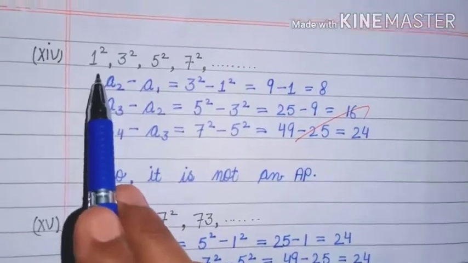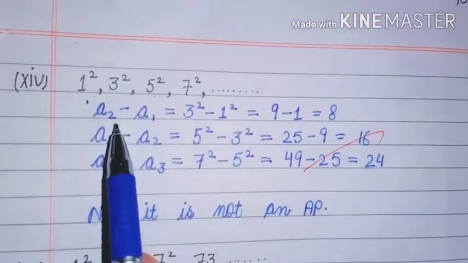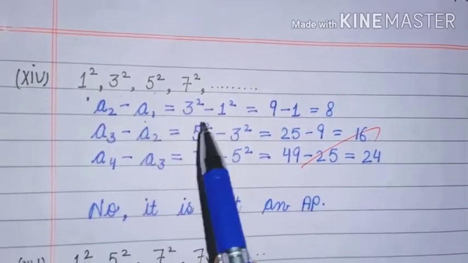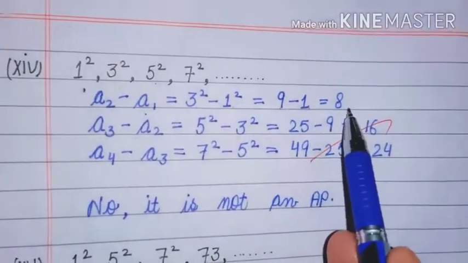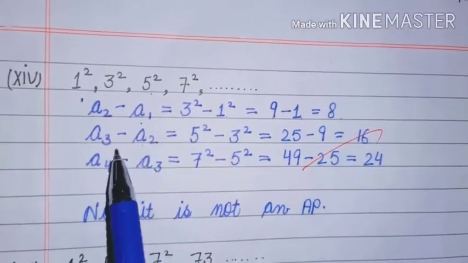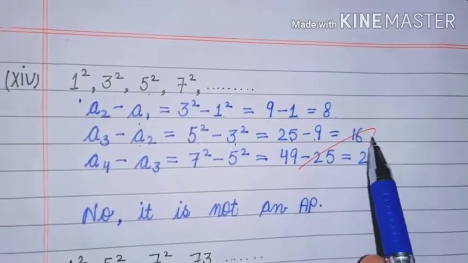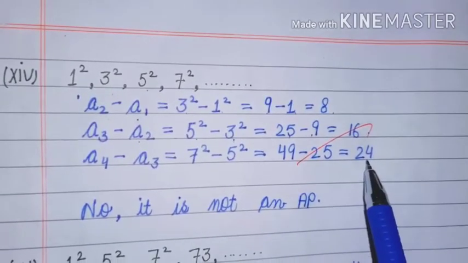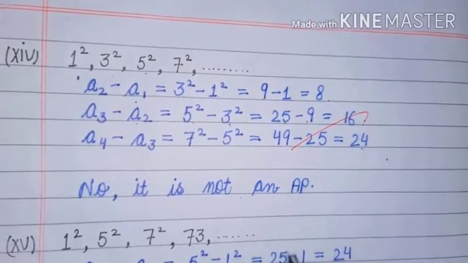Next part, beta, 1 square, 3 square, 5 square and 7 square. Here also you will find D, A2 minus A1, 3 square minus 1 square. 3 square means 9 and 1 square is 1. You will get 8. A3 minus A2, A3 is 5 square, A2 is 3 square. 25 minus 9, you will get 16. And in third case, you will get 24. All three values of D are different here. It means this is not an AP.